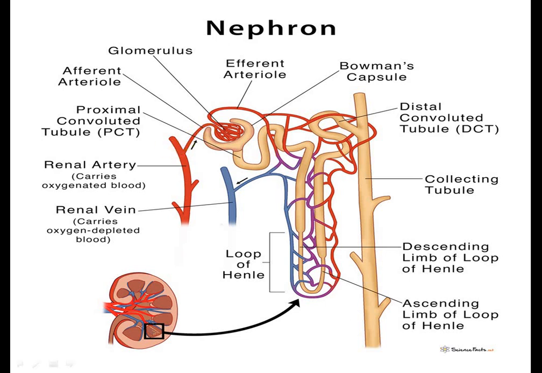Okay. And those arterioles which go away from the Bowman's capsule or glomerulus are known as efferent arterioles. Okay.